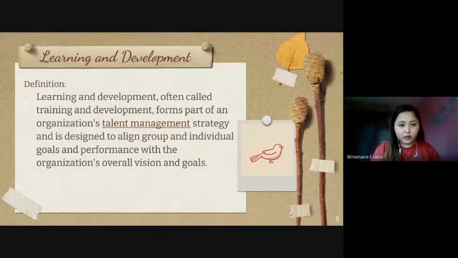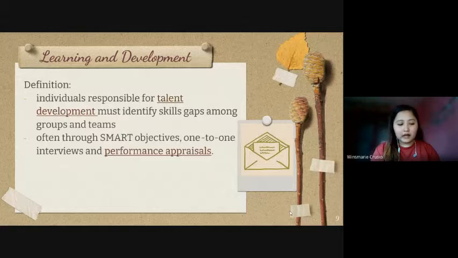Learning and development is often called training and development. It forms part of an organization's talent management strategy and is designed to align group and individual goals and performance with the organization's overall vision and goals. On a practical level, individuals responsible for talent development must identify gaps among groups and teams, often through SMART objectives, one-to-one interviews, or performance appraisals, and then find suitable training to fill these gaps.